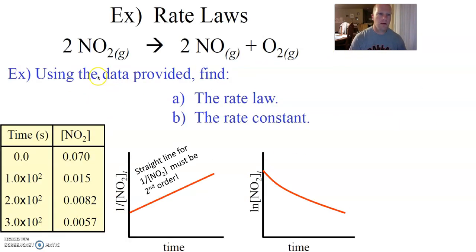Let's look at rate laws, and we've got some data here. When we graph the natural log of the concentration of NO2, we get this funky curved line, so it's not a first order reaction. However, when we look at the data of 1 divided by the concentration of NO2, we get a straight line. That means this must be a second order reaction. Super cool. So we can figure out the rate law now. Our rate is equal to K times NO2 squared.